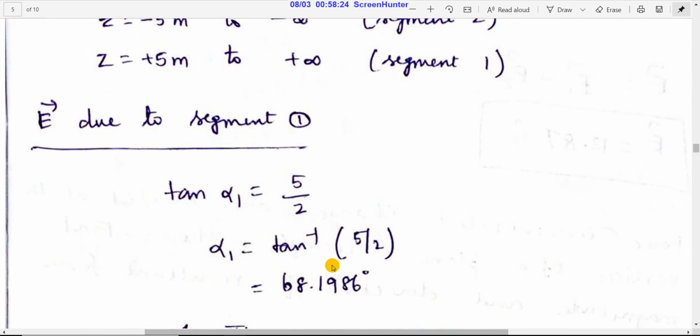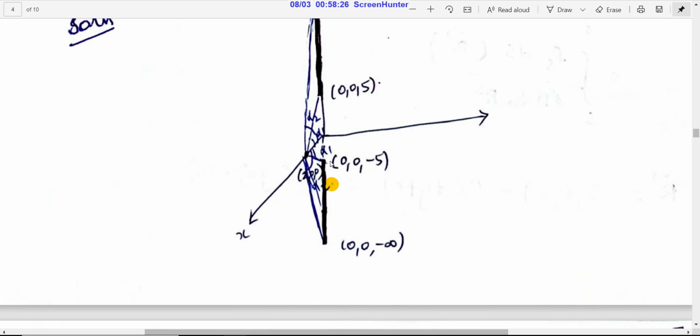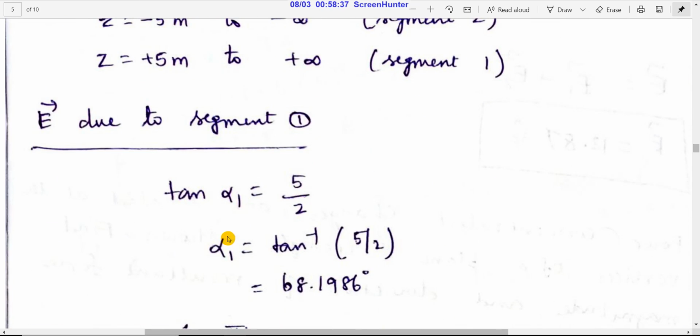So what is tan alpha 1? Tan alpha 1 is opposite side divided by adjacent side. So what is opposite side? Opposite side is 5. What is adjacent side? It is 2. So tan alpha 1 is equal to 5 by 2.